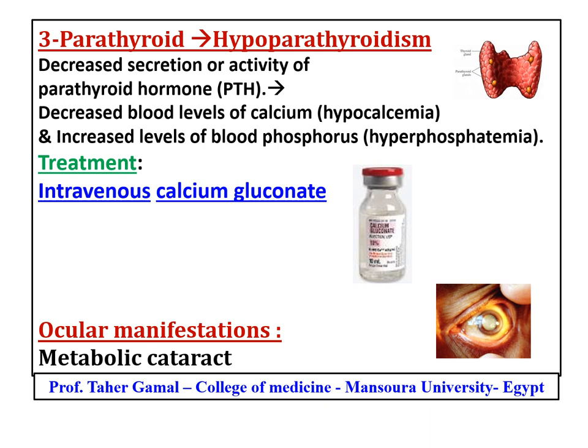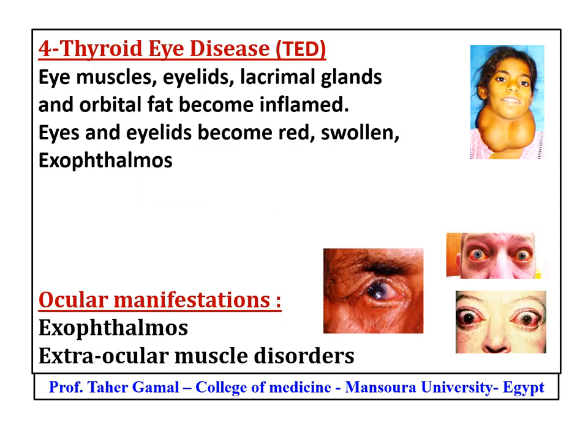The third endocrine gland is the parathyroid. Hypoparathyroidism is decreased secretion or activity of parathyroid hormone, decreased blood levels of calcium, hypocalcemia, increased level of blood phosphorus, hyperphosphatemia. Treatment is intravenous calcium gluconate. Ocular manifestation of hypoparathyroidism is metabolic cataract. The fourth group of endocrinal affection is thyroid eye disease. The eye muscles, the eyelids, lacrimal glands, and orbital fat become inflamed, eyes and eyelids become red and swollen, with exophthalmos. Ocular manifestation of thyroid eye disease is exophthalmos, thyrotoxic exophthalmos, and affection of the muscle, extraocular muscle disorder.